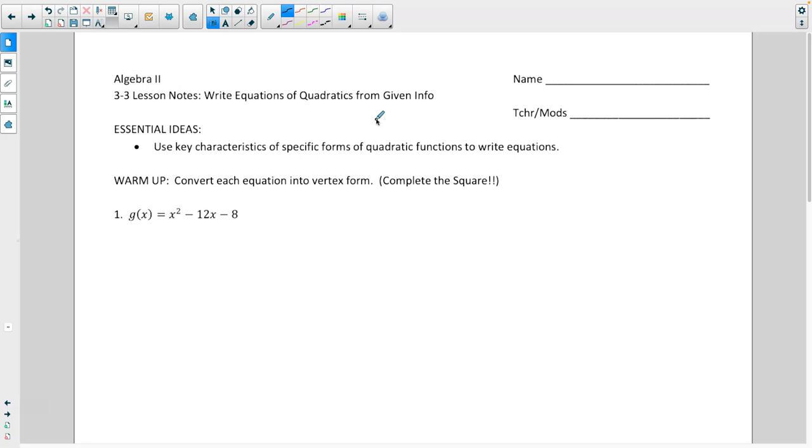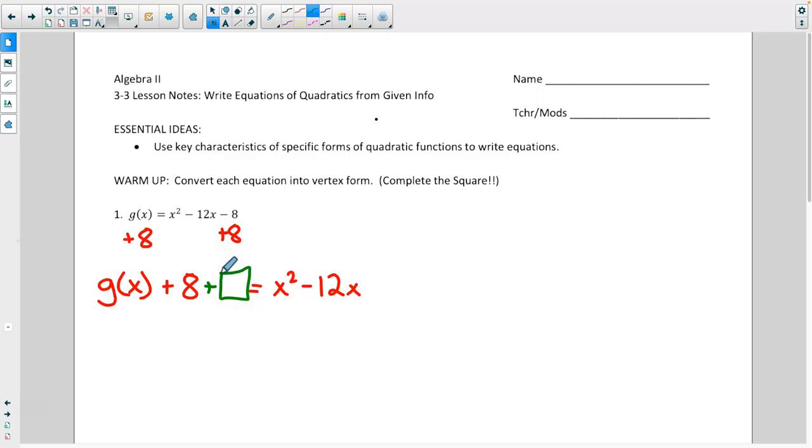So, completing the square, we first start by moving that c, that -8, to the other side. So I have +8 and I have +8. And so I got g of x +8 equals x squared minus 12x. And I'm also going to put plus a box. Or, for some of you, if you just put a blank you're filling in, it doesn't have to be a box. I just draw a box because it's called complete the square. What did I use on Tuesday to fill in that box? Yeah.